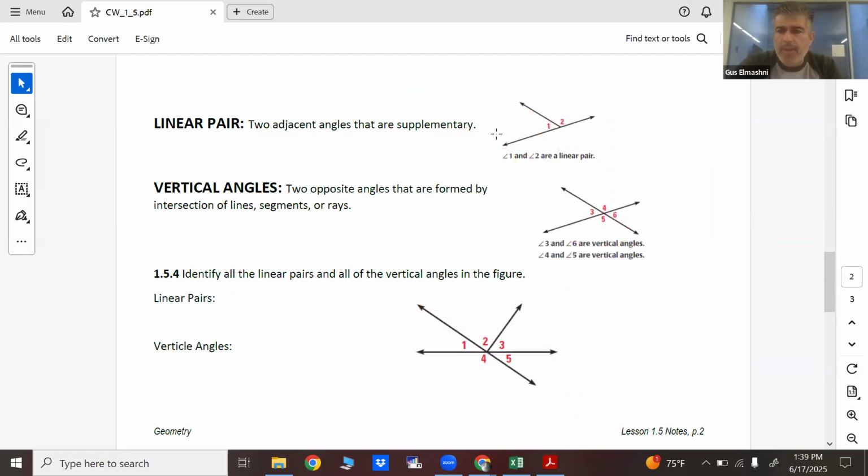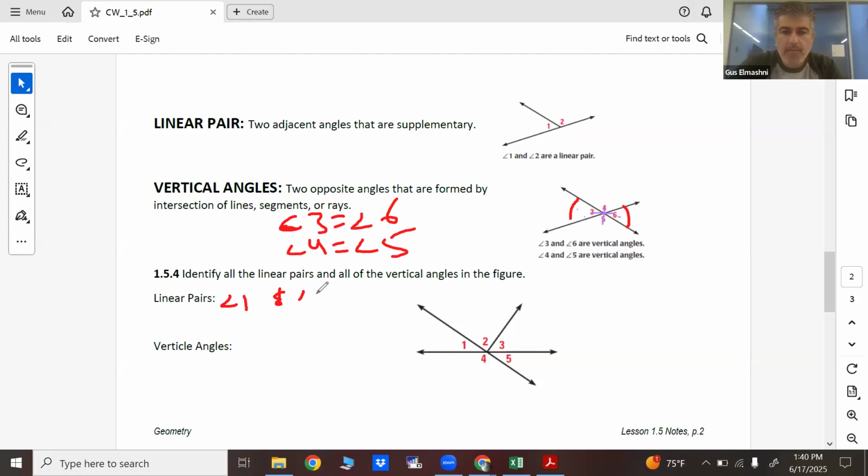A linear pair is when two angles are next to each other and they add to 180. That's called a linear pair because it's linear, it's forming a line. Vertical angles are directly opposite of each other. We call them vertical angles. They equal each other, for the two? Correct. Angle 3 and angle 6 would equal each other, and angle 4 would equal angle 5. Exactly, right?